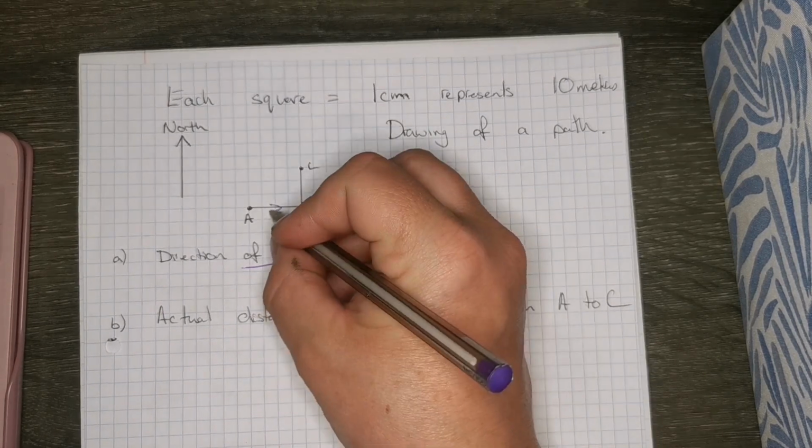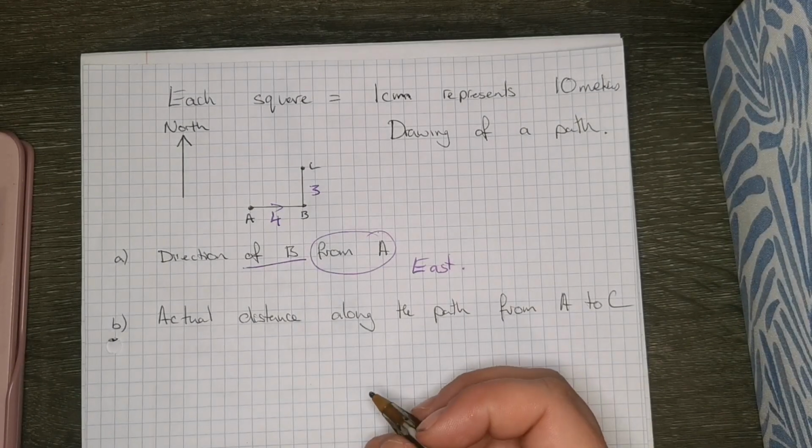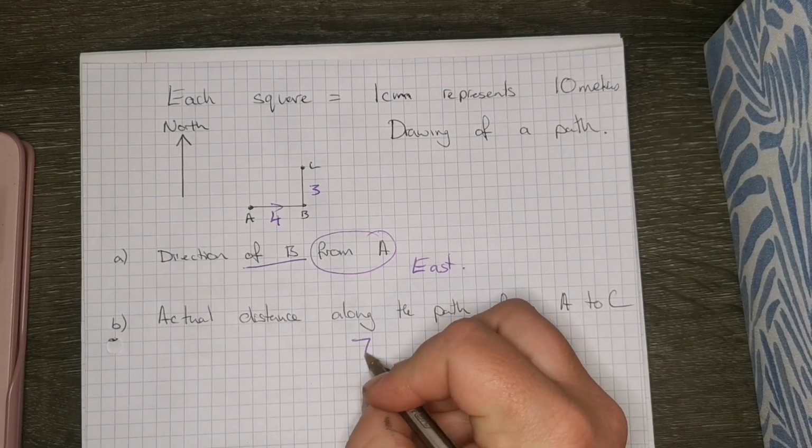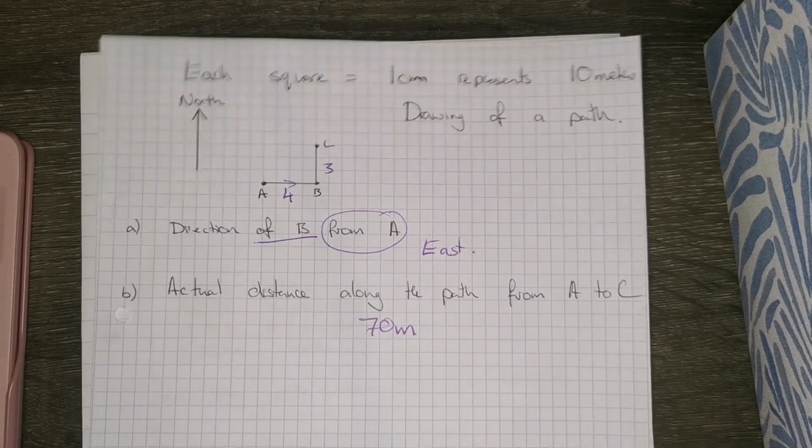What is the actual distance along the path from A to C? Well, that's 4 squares there, that's 3 squares there, so that's 7 squares in total. If each square is worth 10 metres, that must be 70 metres.